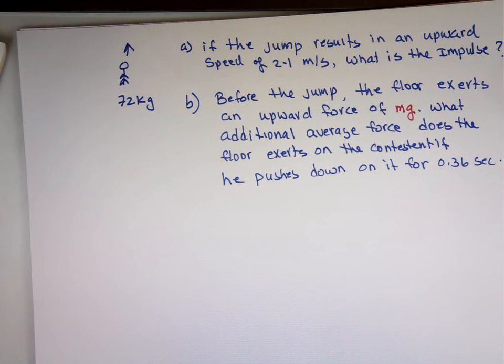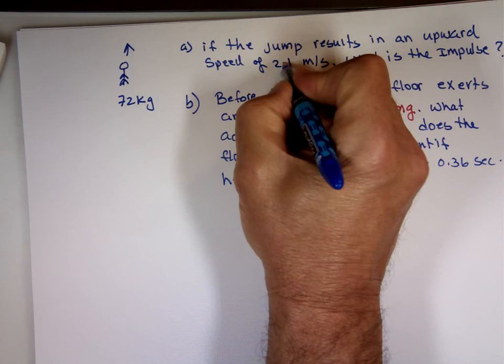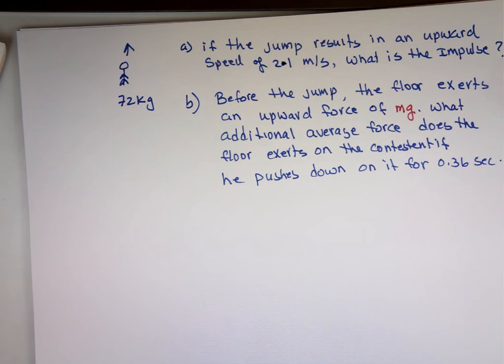Let's begin with the first one. The first one is the easier of the two questions to look at first. If he jumps, he goes, hey, you're the winner. The jump results in upward speed of 2.1 meters per second. What is the impulse? Well, initially, when the contestant was on the ground, what was his initial speed? 0. So impulse, you can calculate impulse two ways.